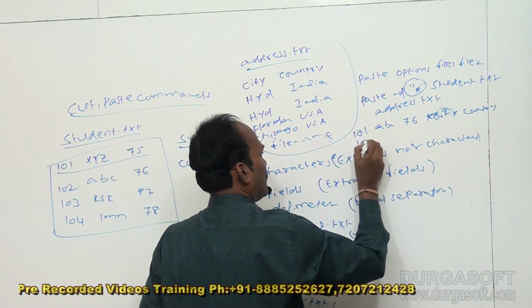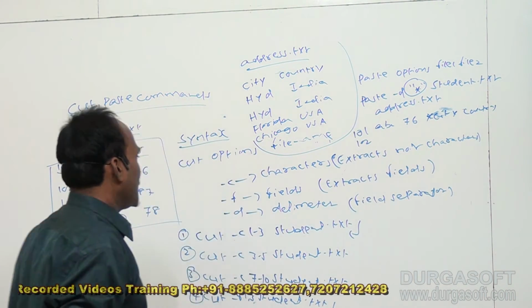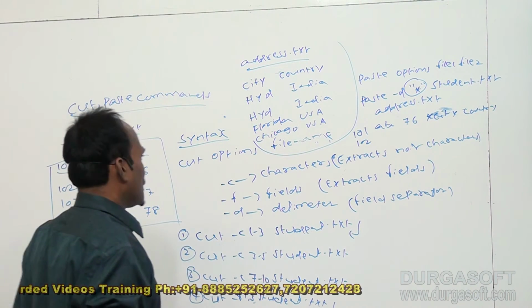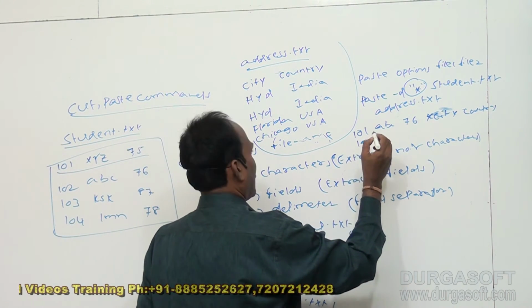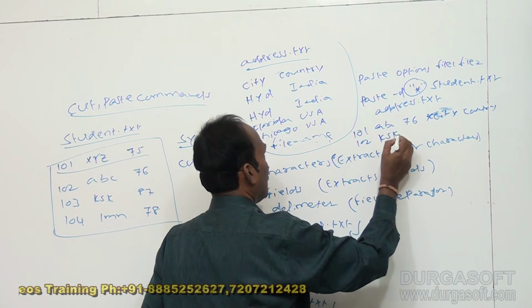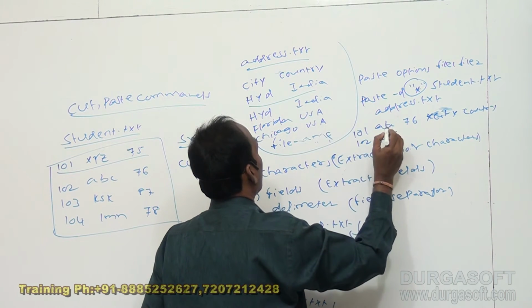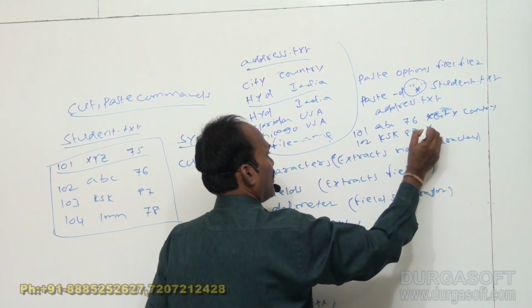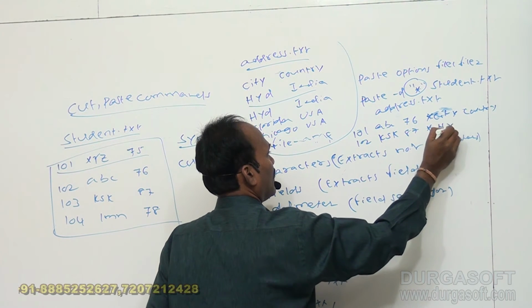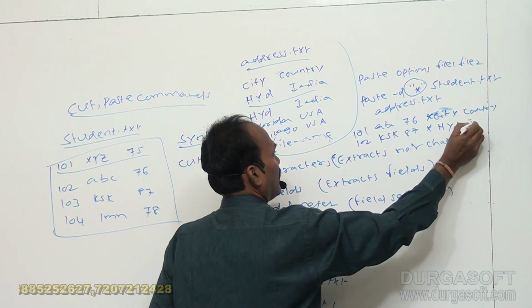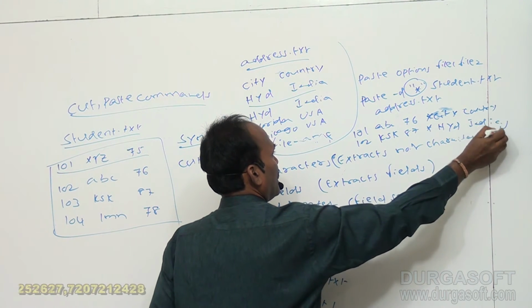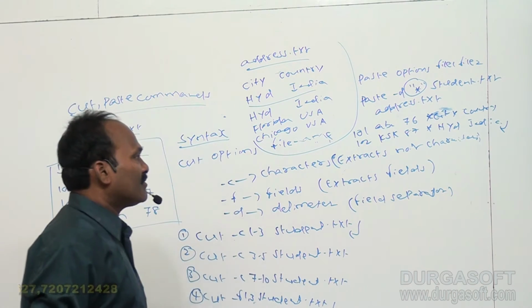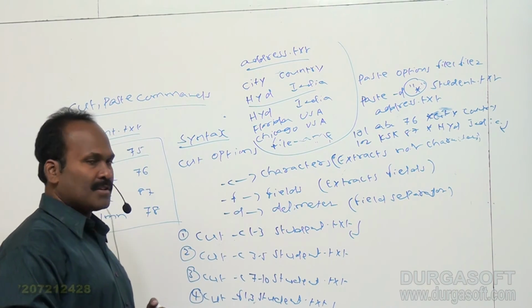Next, from the first file again, the second line is taken. The second line is 102 KSK. The second record from address.txt is Hyderabad, India. Like this it is going to apply. Okay, so this part I will show, just to have a look.